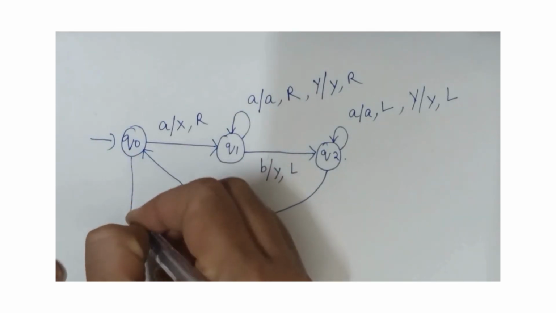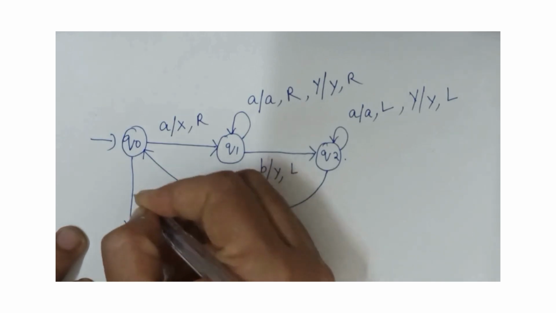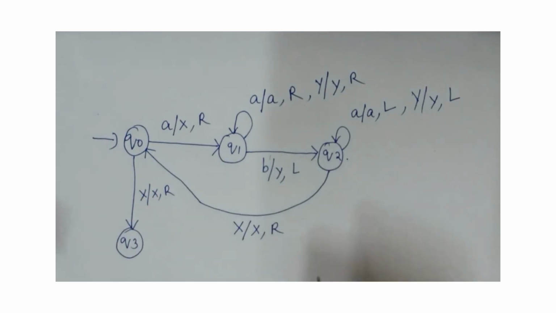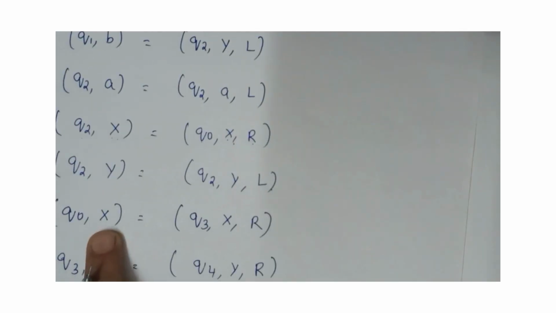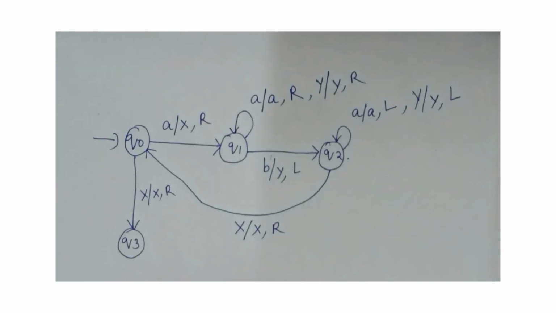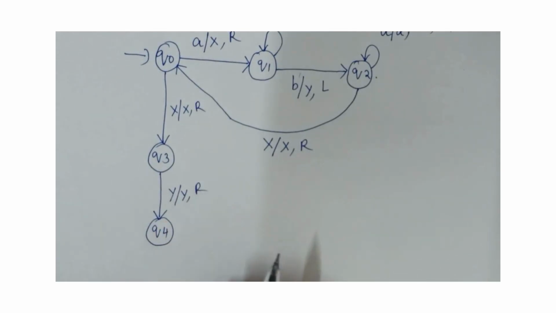So Q0 going to the state Q3, reading X, writing X and move to right. This is the transition function: reading X, writing X and move to right. Next, Q3 reading Y, writing Y, move to right. The state is changed, so go to Q4, reading Y, writing Y, move to right.